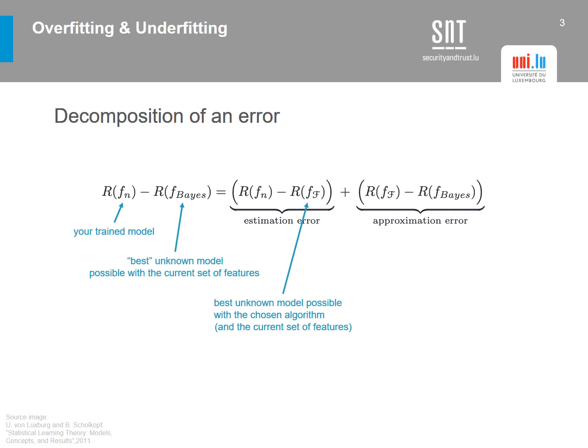Let's see what an estimation error is. Estimation error is the difference between the risk of our trained model and the risk of the best model that we can achieve with the same type of algorithm. So in the decision tree, we can imagine that if we train our model on the training set, the chances of this model being the best possible decision tree, provided the data, are quite slim. There can be many factors possible.